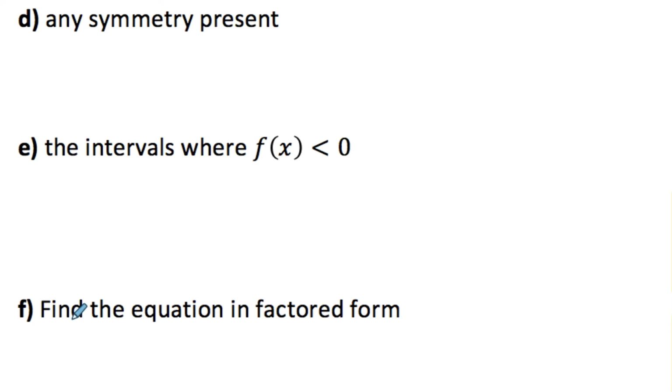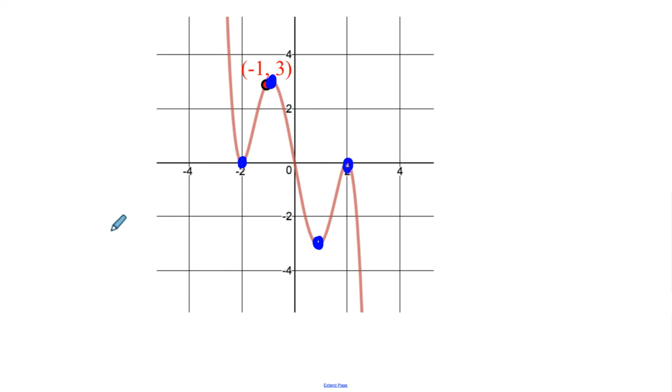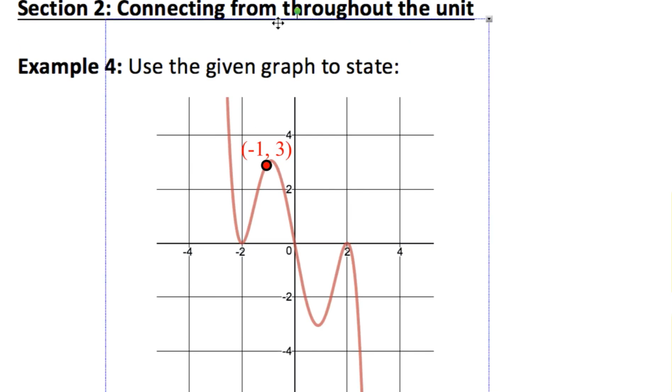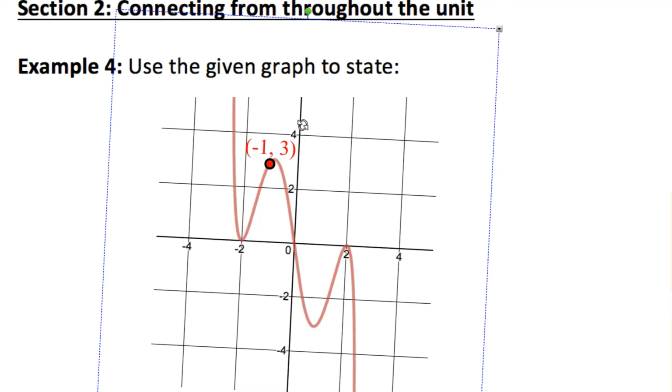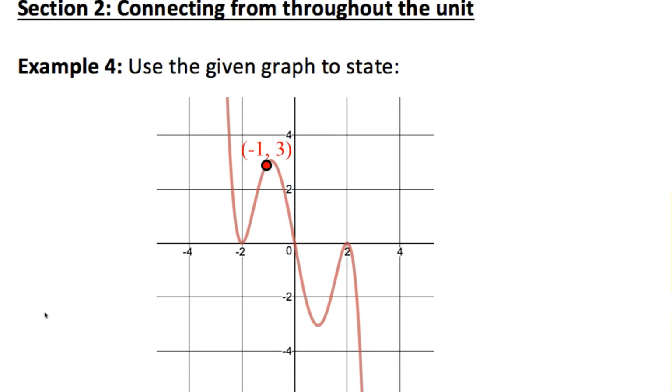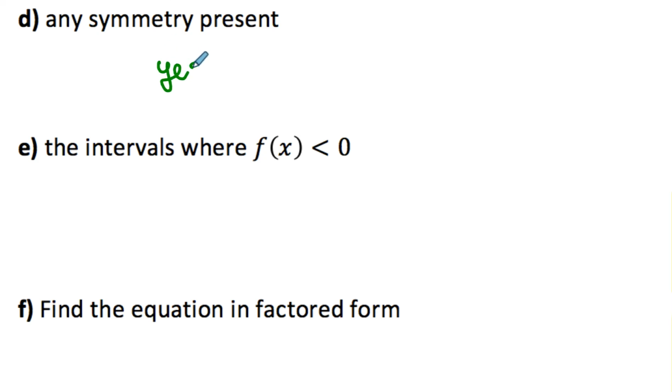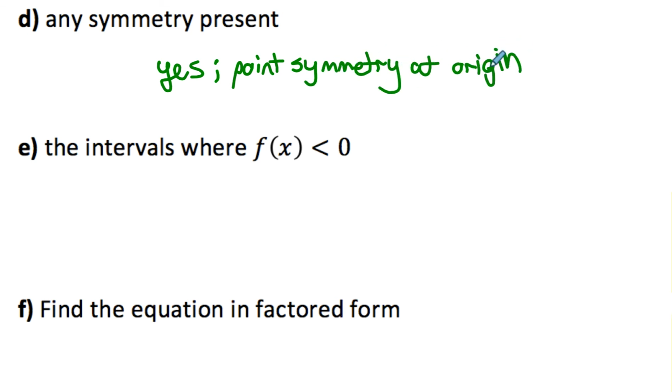Any symmetry present? If we look back at the graph, yeah, it looks like there is point symmetry about this point right here. If I were to rotate the function 180 degrees around that point, it would look the same. Let me just do that rotation so you can see that. Notice it looks exactly the same that way or that way. So we could say, yes, point symmetry at the origin. And that actually tells us that this odd degree function we have is considered an odd function.